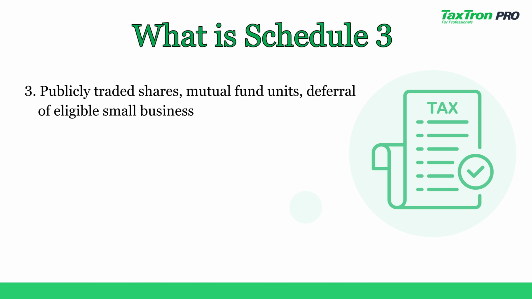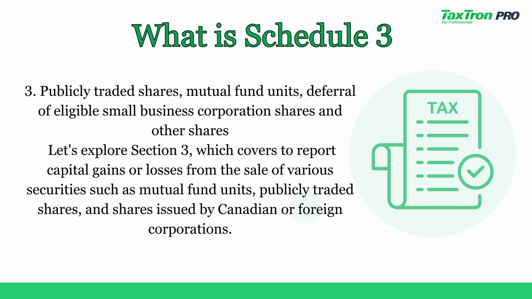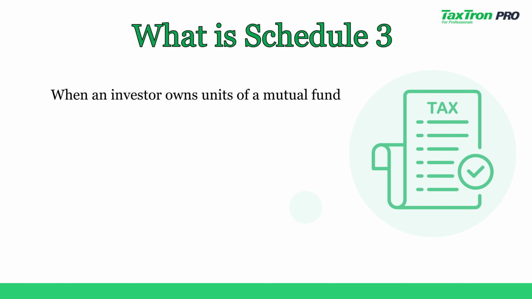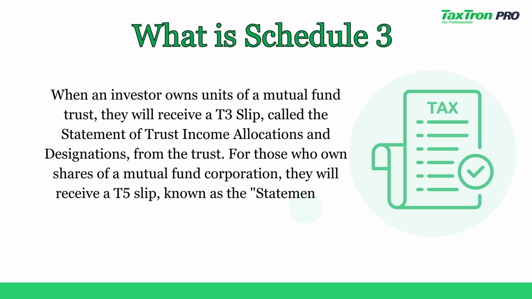3. Publicly traded shares, mutual fund units, deferral of eligible small business corporation shares and other shares. Let's explore Section 3, which covers how to report capital gains or losses from the sale of various securities, such as mutual fund units, publicly traded shares, and shares issued by Canadian or foreign corporations. When an investor owns units of a mutual fund trust, they will receive a T3 slip, called the Statement of Trust Income Allocations and Designations, from the trust.